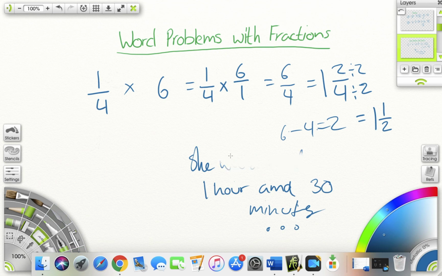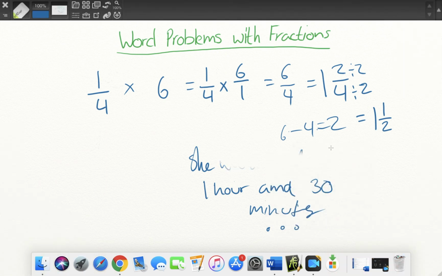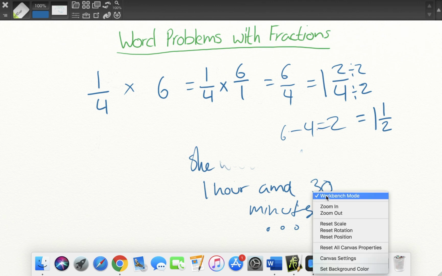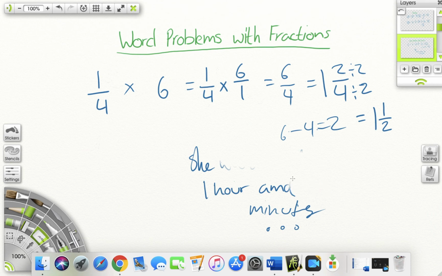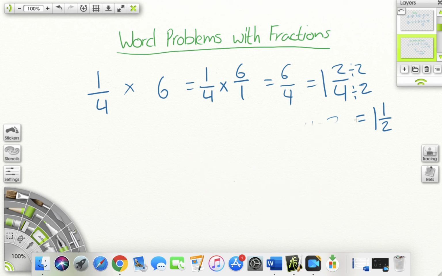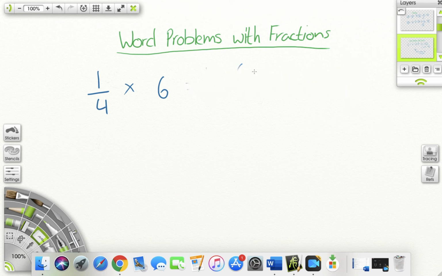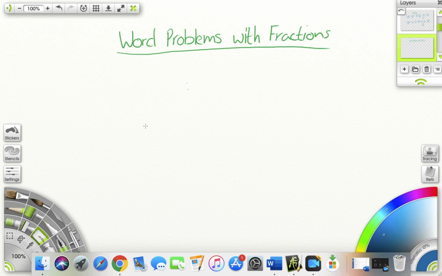All right, so let's do another problem. No, stop doing that. Sorry, the pen I used to write on this thing has buttons on the side of it. The problem is I keep on accidentally hitting them whenever I write. All right, so that's our first word problem.